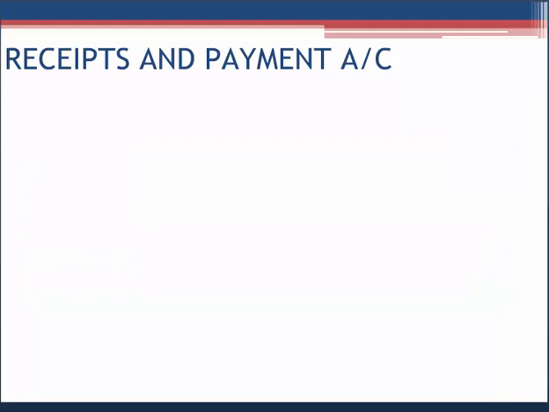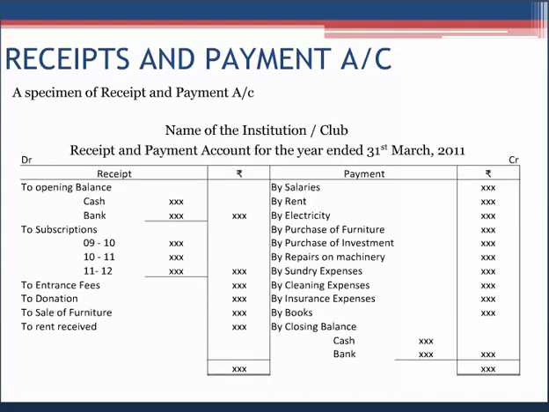To make it more clear with reference to the characteristics, I am putting a specimen of a receipt and payment account in front of you. Have a look at the specimen. To start with, on the top line we have the name of the institution, that is the club. Receipts and payment account for the year ended 31st March 2011. Please remember the year, it's 31st March 2011, so the current year will be 10 and 11. It will have two sides, one is debit and the second one is credit. The format is very simple: receipts and a column of amount, and payments and a column of amount.